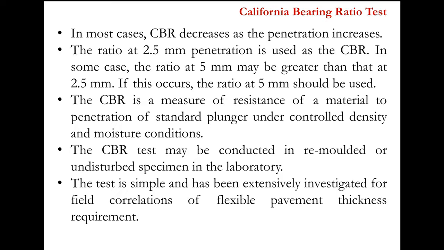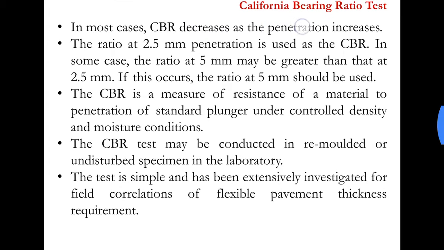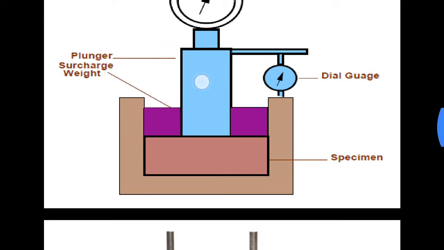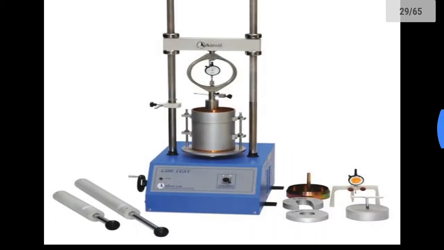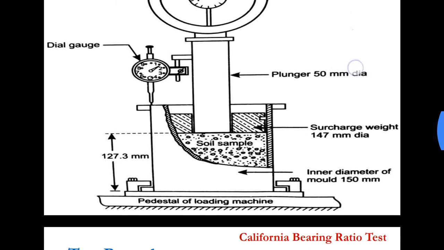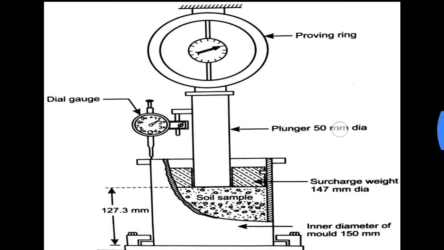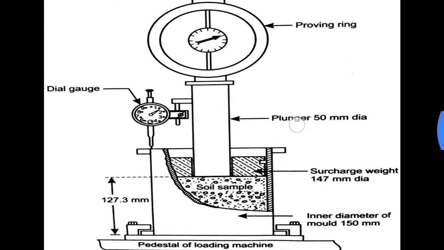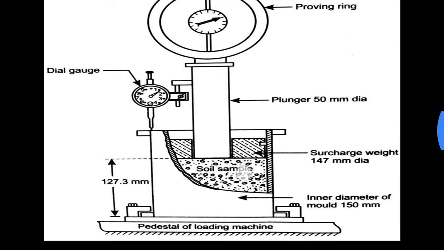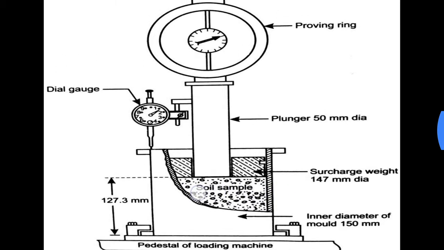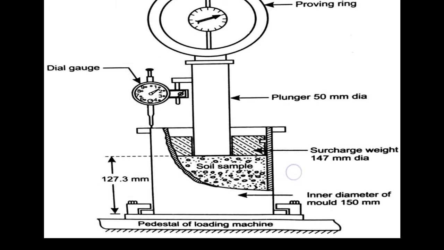In most cases, CBR decreases as the penetration increases. So as we go deeper into the soil, as the cylinder that we are using goes on penetrating the soil sample deeper, the CBR value would go on reducing. So in this figure you can see there is a plunger or a piston of 50 mm diameter and we have the soil sample. Now this soil sample is initially prepared. It is compacted in 5 layers.